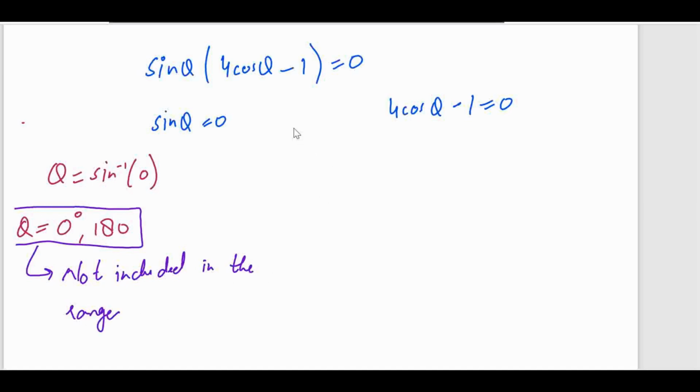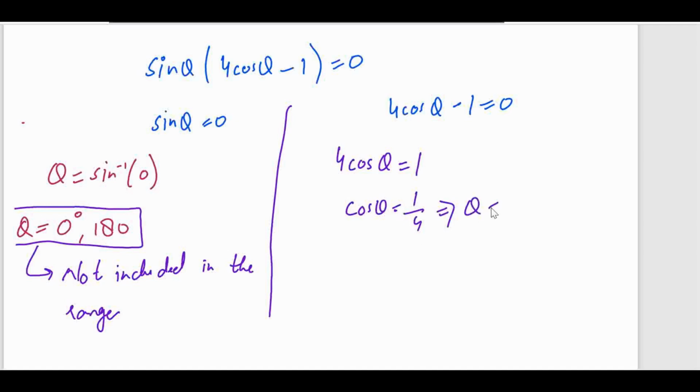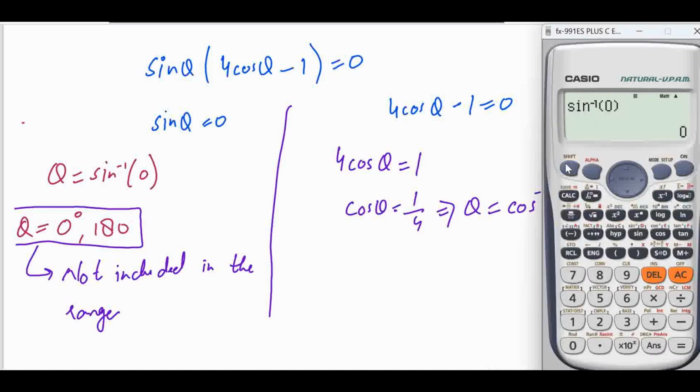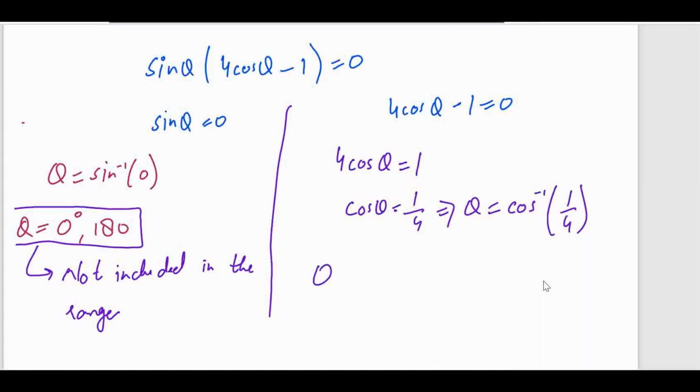Now what we have to do, we have to check the second one. So this will be 4 cos theta is equals to 1. So cos theta is equals to 1 by 4, which means that theta is equals to cos inverse of 1 by 4. And if we simplify it, so this will be shift cos inverse of 1 divided by 4. So this will be 75.5. So theta is 75.5 degrees. This will be the first answer.